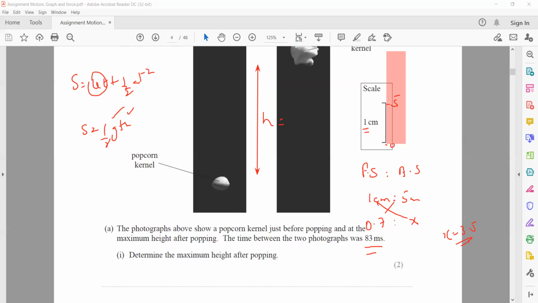You can use this figure, or you can use the equation of motion, in which you have S equals half g t squared, initial velocity 0, gravity 9.8, then half, and then t is 83 milliseconds. So 83 into 10 to the power minus 3, squared, you will get the answer. Is it clear, part A1?